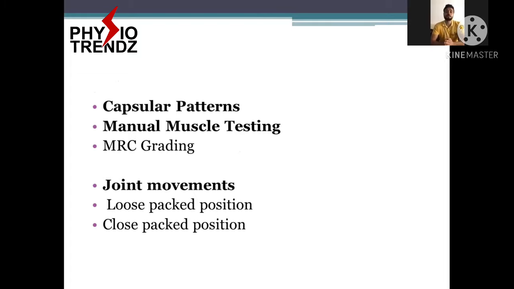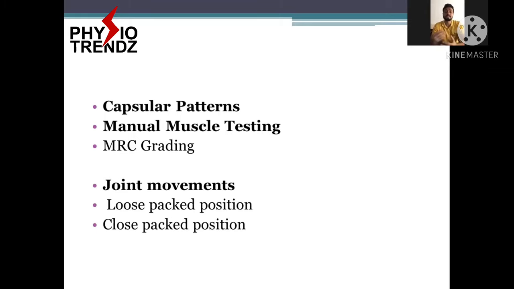Then comes manual muscle testing. MRC grading is used, in which there are five grades. First of all, zero means there is no muscle contraction at all. Grade one means palpable muscle contraction is present. Grade two means full range of motion in the gravity eliminated plane. Grade three is full range of motion against gravity.